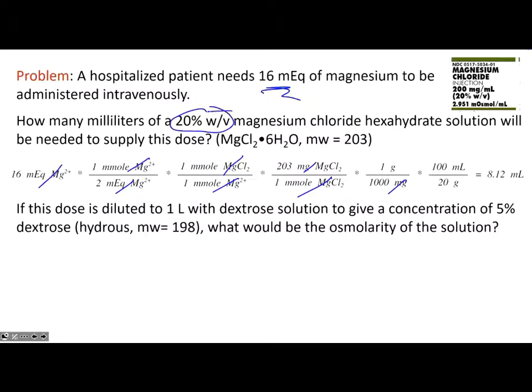Because my 20% weight per volume means 20 grams per 100 milliliters. So now I'm in grams. I can multiply by 100 mils over 20 grams, so the grams cancel, and my final units are milliliters. If you do that math all the way across, you should get 8.12 milliliters.